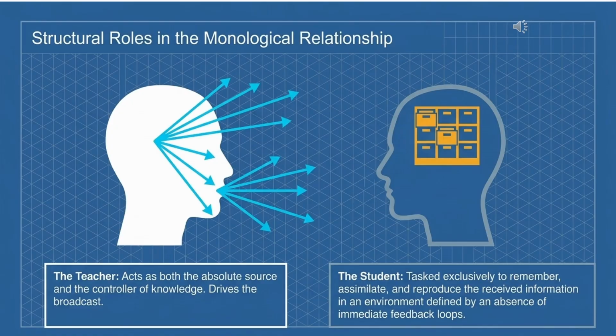The present slide develops the logic of the passive model by showing the monological relationship between teacher and student. The teacher appears as the main source and controller of knowledge, driving the broadcast of information. The student, by contrast, is expected primarily to remember, assimilate, and reproduce what has been received. Consequently, immediate feedback is weakened, and the student's role remains largely reproductive. This structure may support orderly presentation. Nevertheless, it limits the possibilities of dialogue, independent reasoning, and active intellectual response.